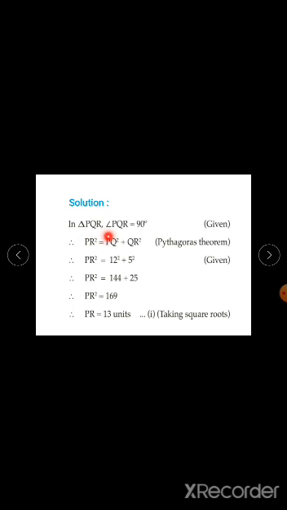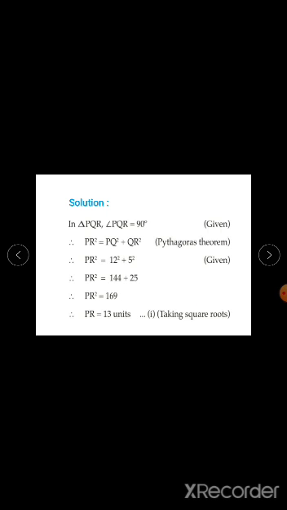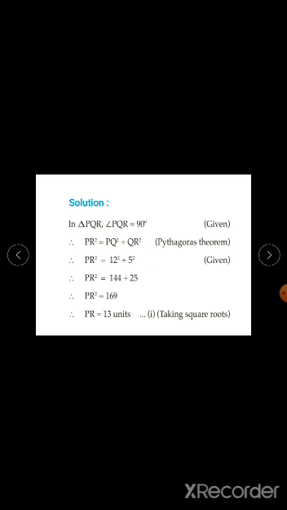In triangle PQR, angle PQR is equal to 90 degrees, given. Therefore, PR squared equals PQ squared plus QR squared. This is the Pythagoras theorem: hypotenuse squared equals side 1 squared plus side 2 squared. PQ is given as 12, so PQ squared means 12 squared. QR is given as 5, so QR squared means 5 squared. So PR squared equals 12 squared plus 5 squared.